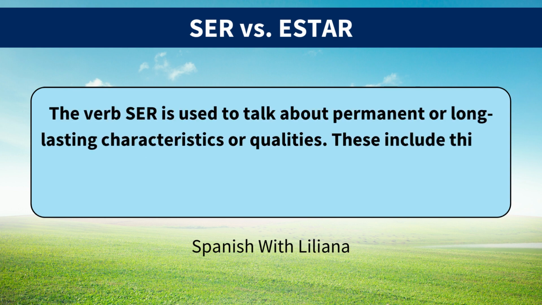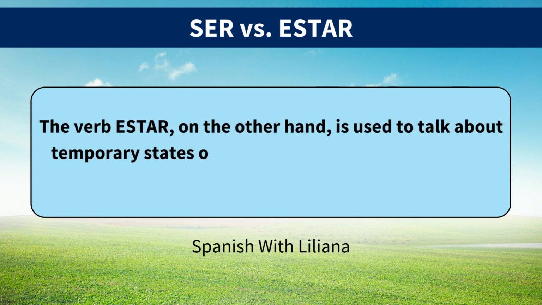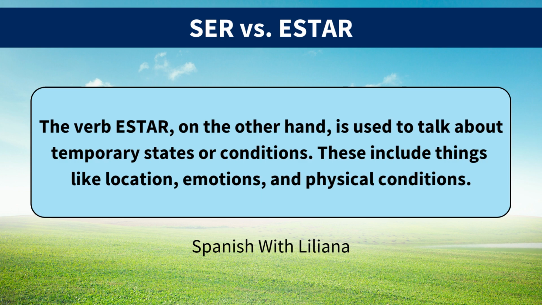The verb ser is used to talk about permanent or long-lasting characteristics or qualities. These include things like nationality, physical descriptions, professions, and relationships. On the other hand, the verb estar is used to talk about temporary states or conditions. These include things like location, emotions, and physical conditions.